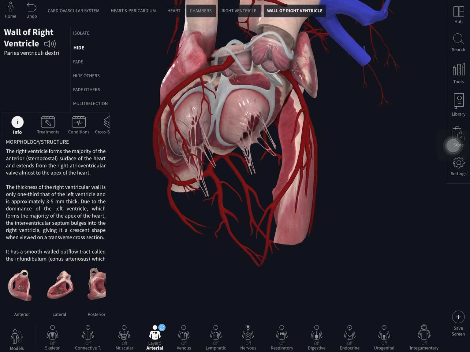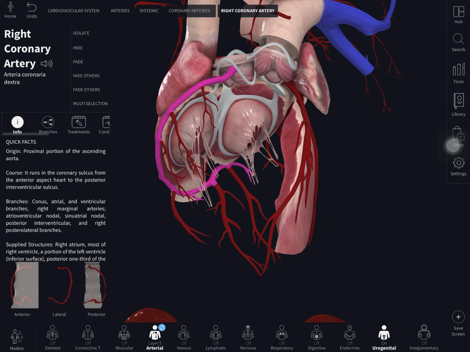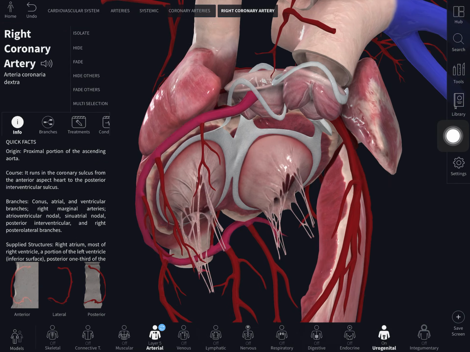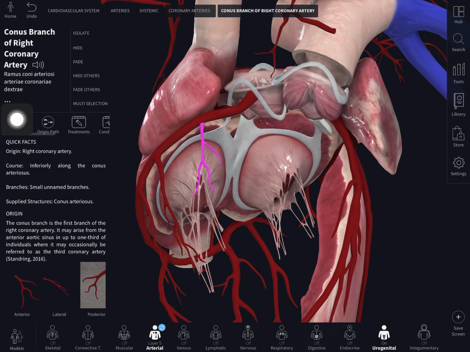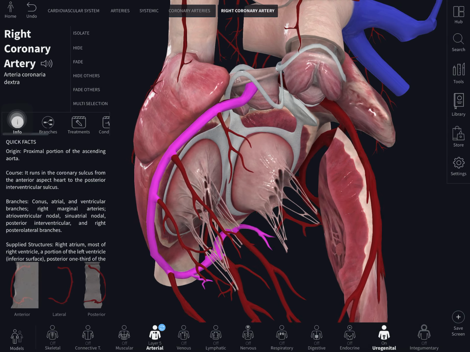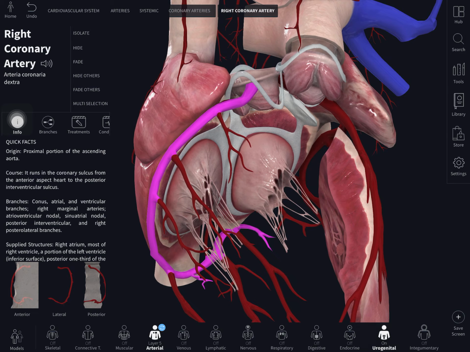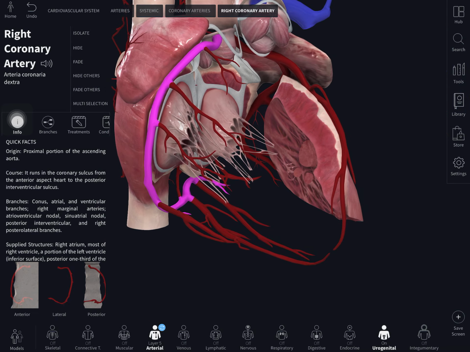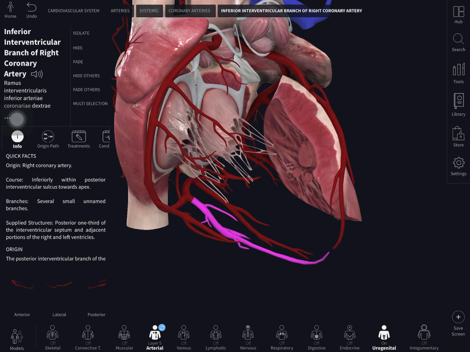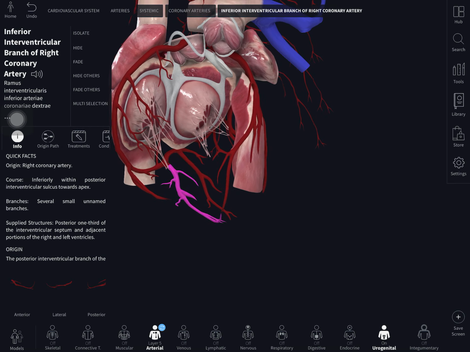Now you see the right coronary artery is clearly visible. As you know, the right coronary artery starts in the cusp of the aortic wall. Here, the first branch is called the conus branch, which gives blood to the SA node. In the conduction system I will show you the SA node. Then it continues as the marginal branch, and then it ends in the posterior interventricular septum.